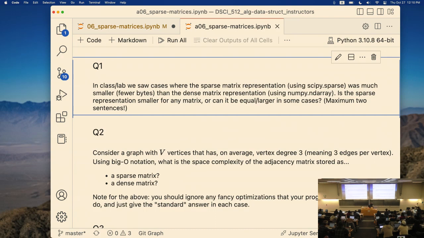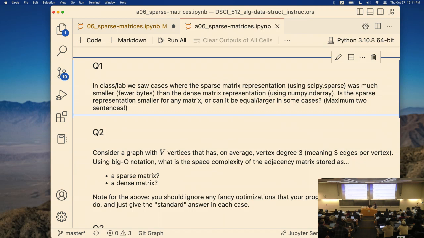Okay, so what's the verdict? Any thoughts? Let me give you a hint here. We're not talking about time complexity of operations. We're talking about space complexity, the amount of space that it takes. So can we say that in the worst case, the sparse matrix is as big as the adjacency matrix? Would that be a true statement?